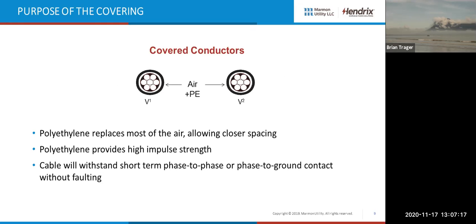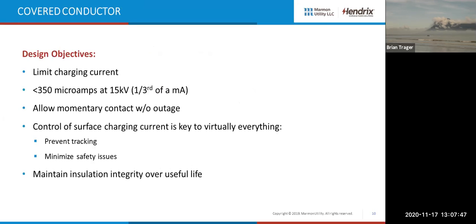So what we do is we put a little bit of polyethylene on those phase conductors, and that poly replaces the air, and it allows us to bring those phase conductors very close together, almost touching, if you will, and it's going to give us a high 60 hertz withstand. It's going to give us a high impulse strength, and that cable will withstand short-term phase-to-phase contact, phase-to-ground contact, phase-to-animal contact, if you will, without having a concern for faulting.